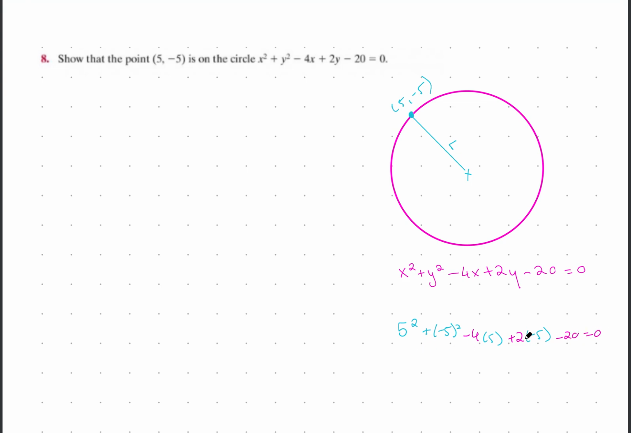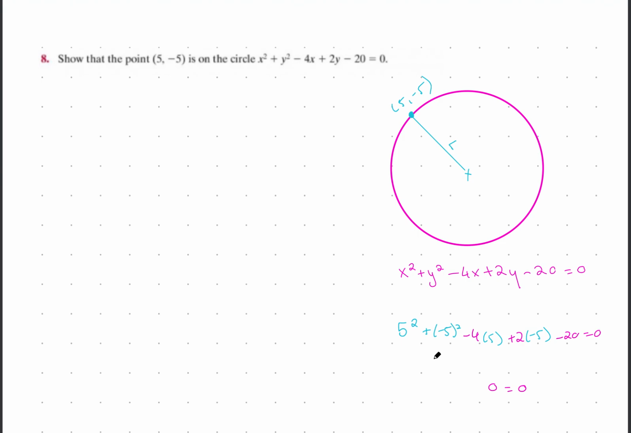So what we will get is 5 squared plus (-5) squared minus 4 by 5 plus 2 by minus 5, and then that's all going to be minus 20. And what we get is this all works out to be 0, so we get 0 is equal to 0, which tells us that that point is on the circle.